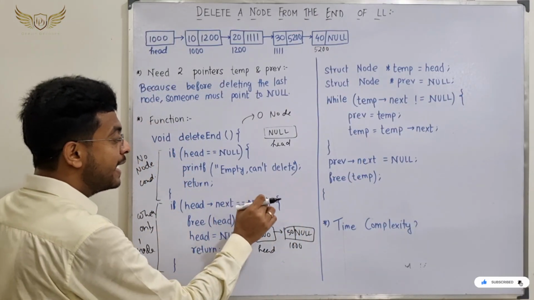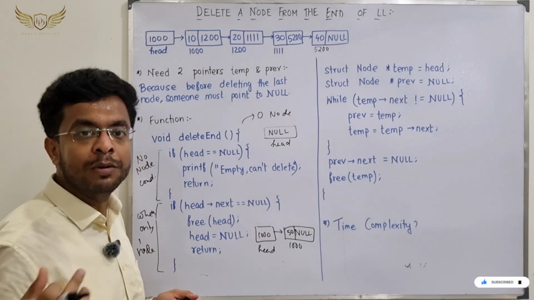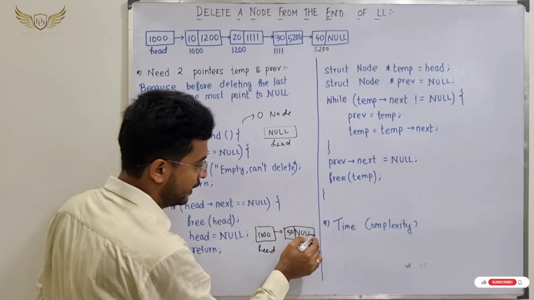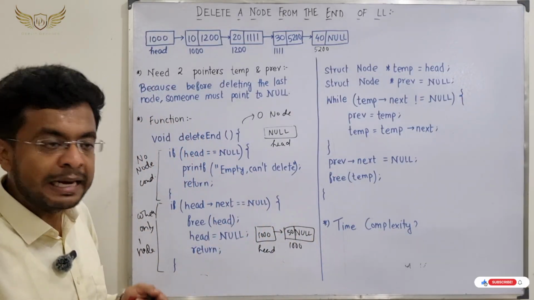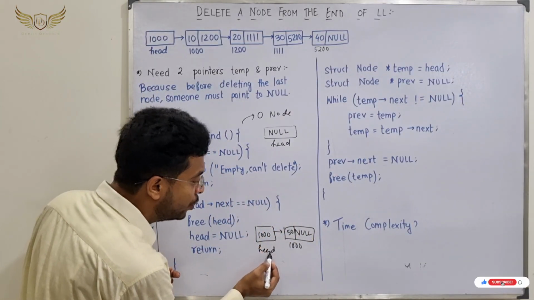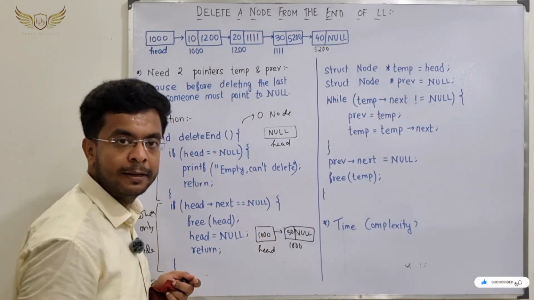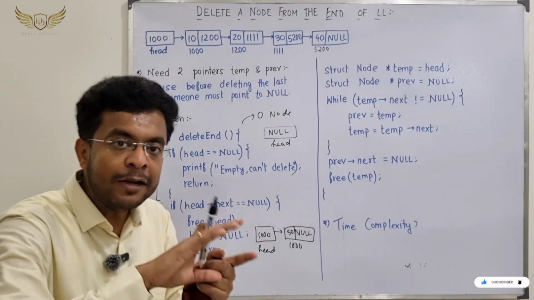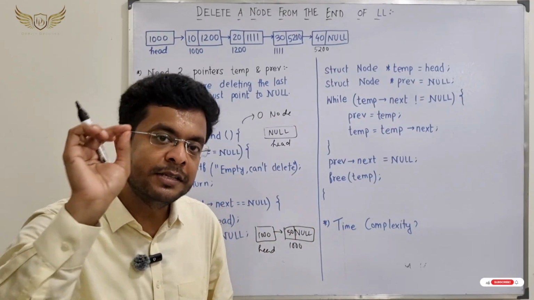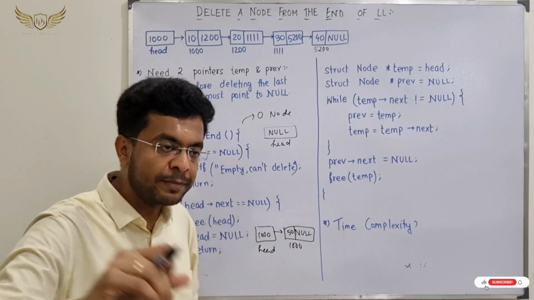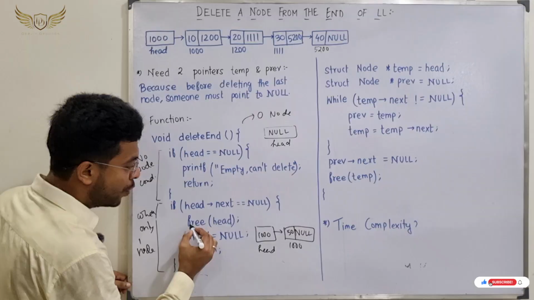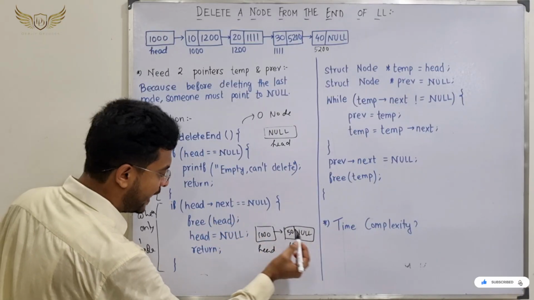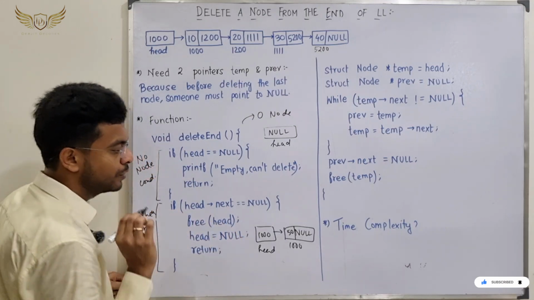Now see, if head arrow next equals to null, what will you do? What is our target? To delete from the end. That means there is only one node. This will be deleted. So to delete this, what we can do? We simply need to make sure that head is becoming null. If we can remove this 1000 and if we can make head as null, then that node will be deleted and the linked list will be empty, because there is only one node. If we remove that, the linked list becomes empty. Exactly, that is what we are doing. We are freeing head. That is, whatever head is holding, we are freeing that. Then we are making head equals to null.